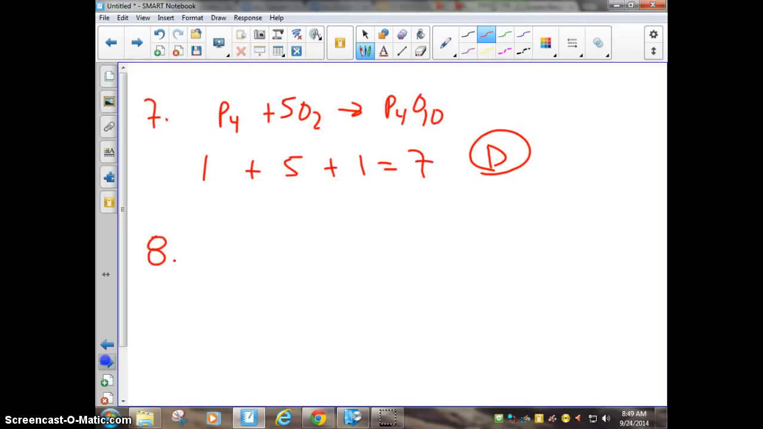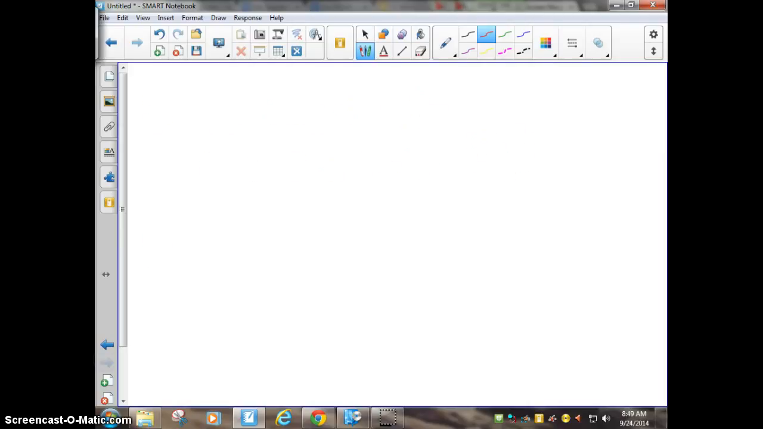And number 8 says magnesium reacts with hydrochloric acid according to the following equation. And they want to know the mass of hydrogen that will be obtained. What you really need to do is come up with your limiting reactant here. So actually I'm going to go to a clean page for this one.